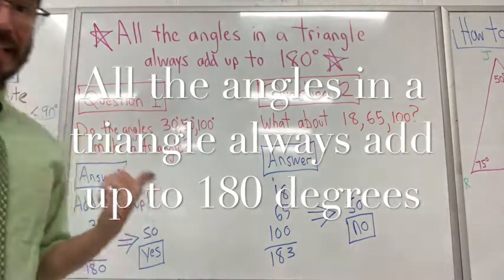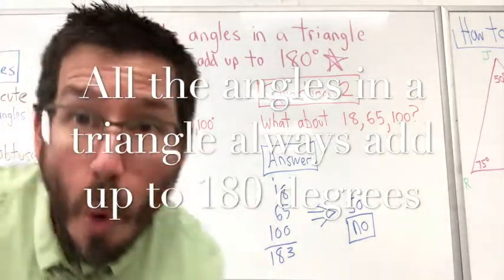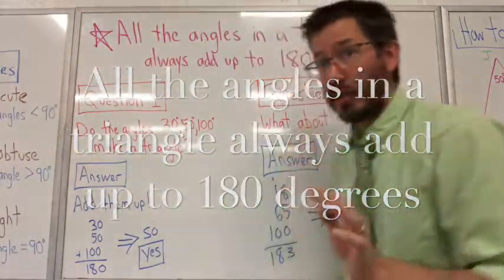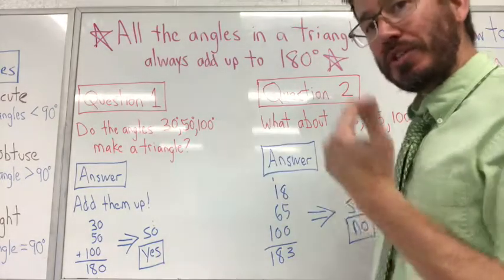And you are going to copy that sentence down while I continue to talk. All the angles in a triangle always add up to 180 degrees. Okay? So this leaves us with a couple types of questions we can answer.